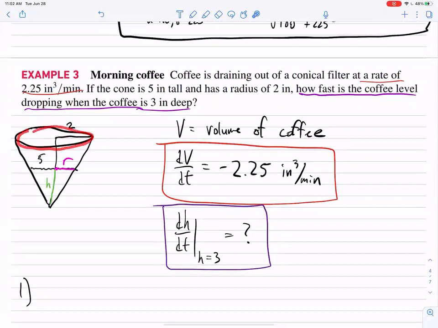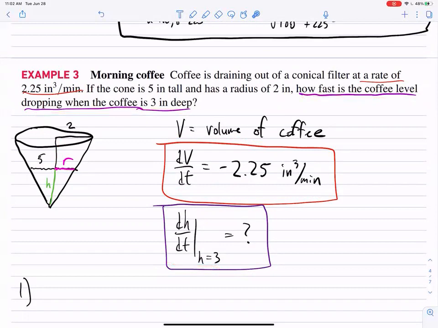Here's a conical filter. It has a height, h. The height of the water is h. The r is going to be the radius of the water at a given height. And then v will be the volume of the coffee. They're telling us that dV dt, the rate at which the volume is changing, is negative 2.25 inches cubed per minute. And we want to know how fast is the coffee level dropping. So what is dh dt?